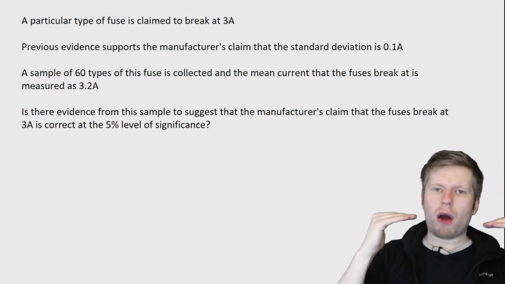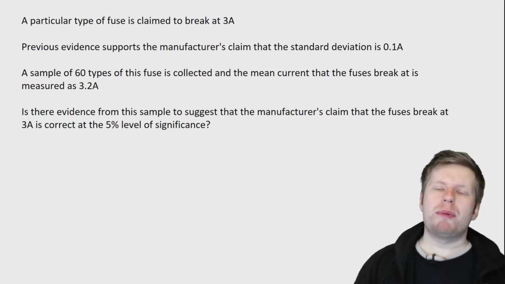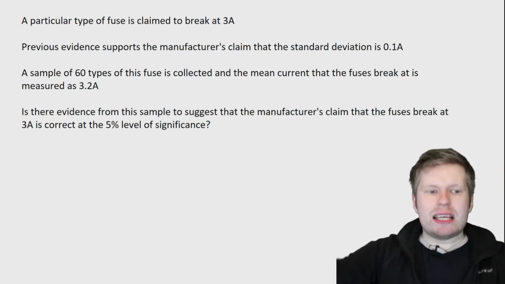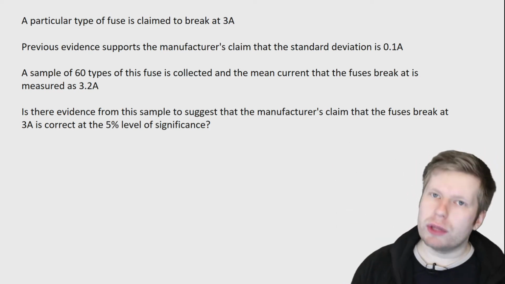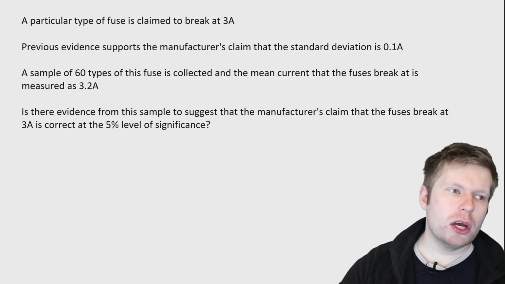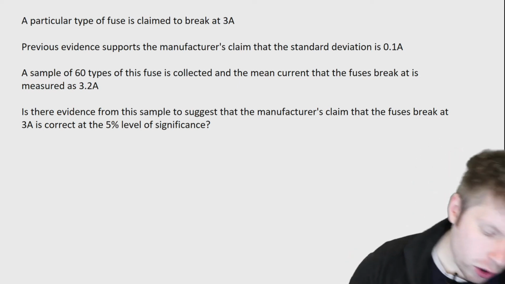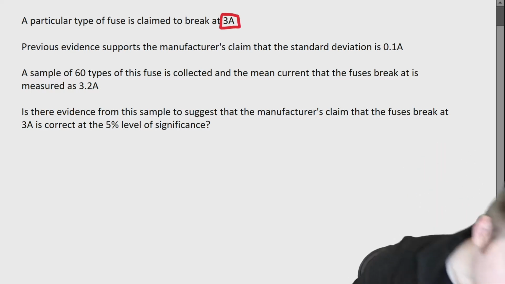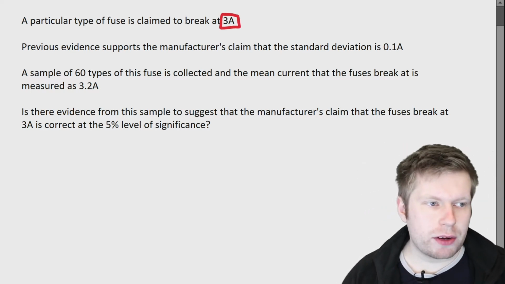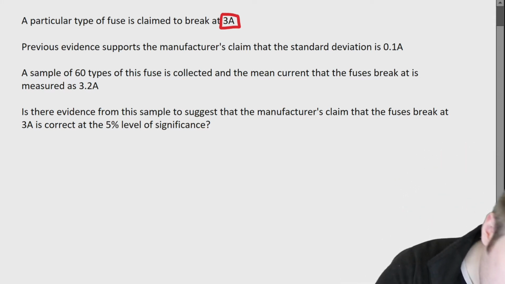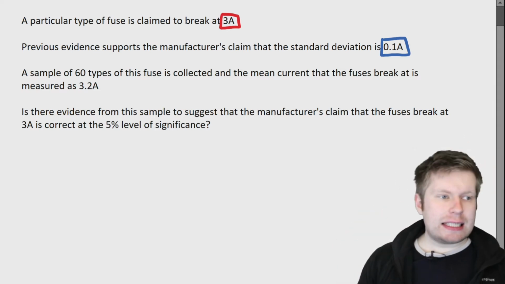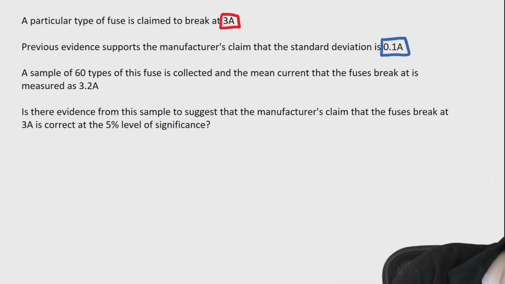So if the current of the circuit exceeds a particular level, that component, the fuse, will break, and then the rest of the circuit is broken, and that protects all the other components, which are much more expensive to replace. So we've got a particular type of fuse that is claimed to break at 3 amps. Now, previous evidence supports the manufacturer's claim that the standard deviation of this type of fuse is 0.1 amps. And we want to see whether this claim is correct.